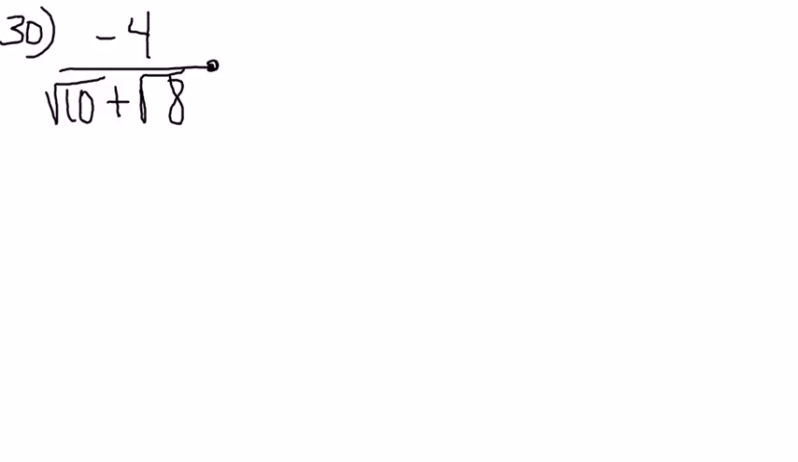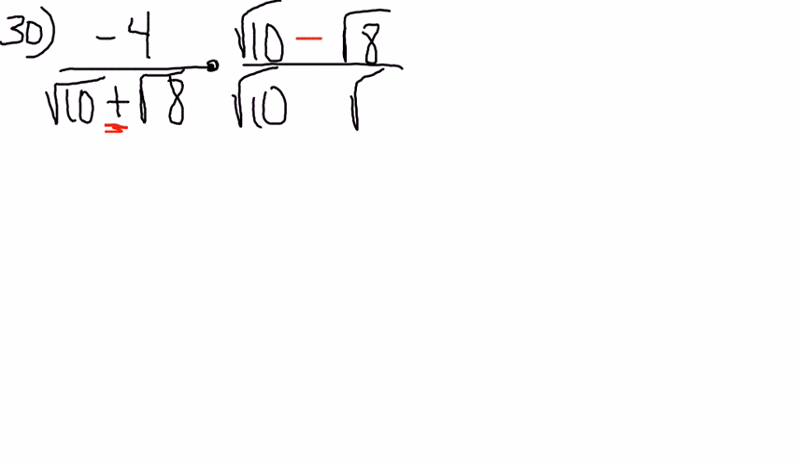And what's the conjugate again? It's basically the same thing that's there, except we just have to change that sign in the middle to its opposite. So I'm going to be multiplying it by root 10 minus root 8, top and bottom. Root 10 minus root 8. What you do to the top, you do to the bottom because it's a fraction, to balance it.